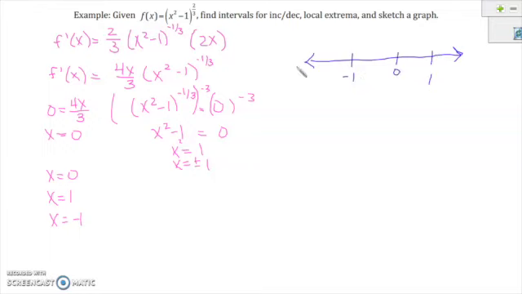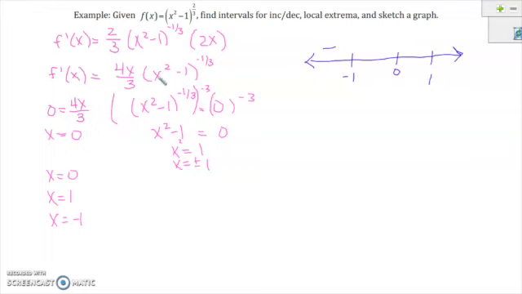I'm going to start from left to right, plugging into the derivative, remember. So if I plug in -2, please remember, a negative exponent does not turn a number into a negative. It just moves it to the denominator. So if I plug in -2 squared, that's positive, minus 1. So this is all positive, but over here is going to be negative. So it's negative times a positive is a negative.